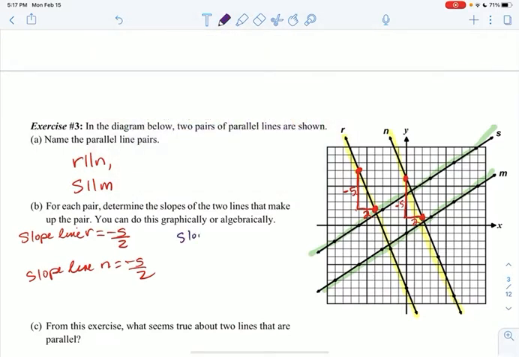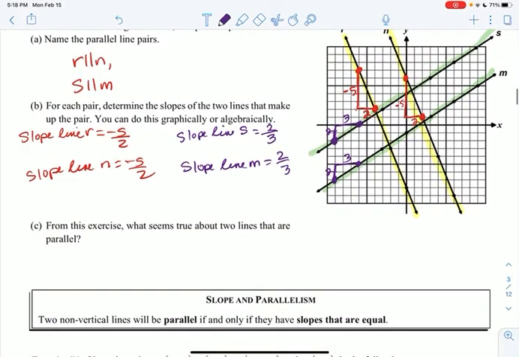So let's find the slope of line S and the slope of line M. Those both have a positive slope because they're going up and to the right. So I'll take these 2 points right here. I'm going up 2 and then over 3. So it has a slope of 2/3. And line M, again, here's 2 points. I went up 2 and over 3. Oh, look at that. It has the same slope. So what seems to be true about the 2 lines that are parallel? They have the same slope.